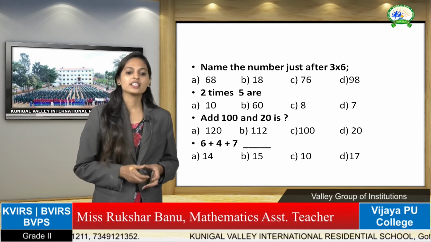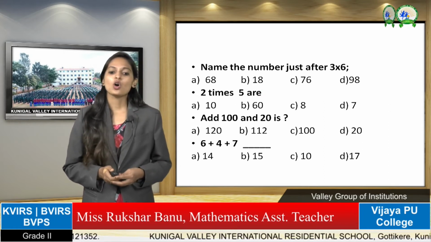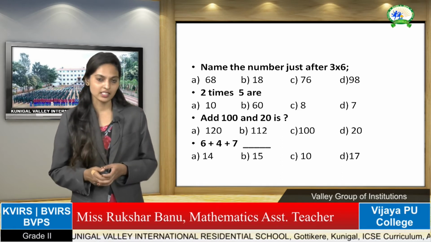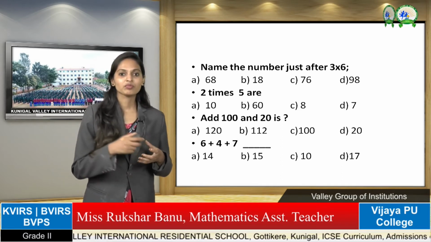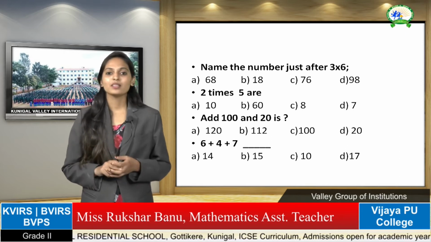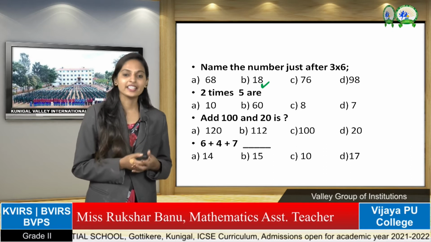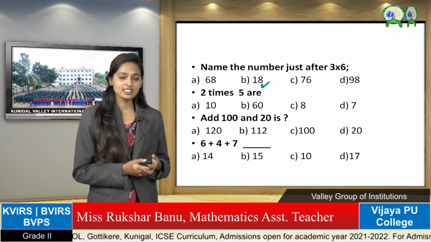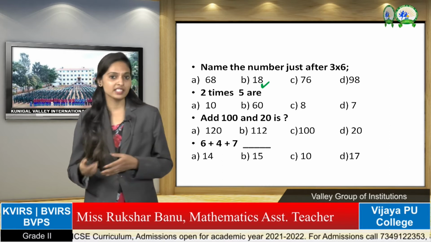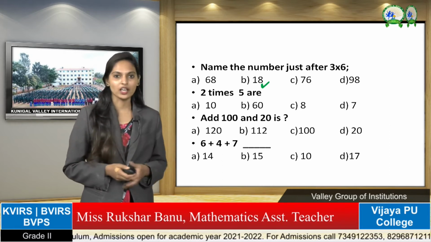Okay, next one is name this number. Just after 3 times 6, means 3 6s are how many? Yes, that is 18. Okay, 3 6s are 18, no, children? Yes, so if you count 3 times 6 also, we'll get 18. So 18 you have to write.